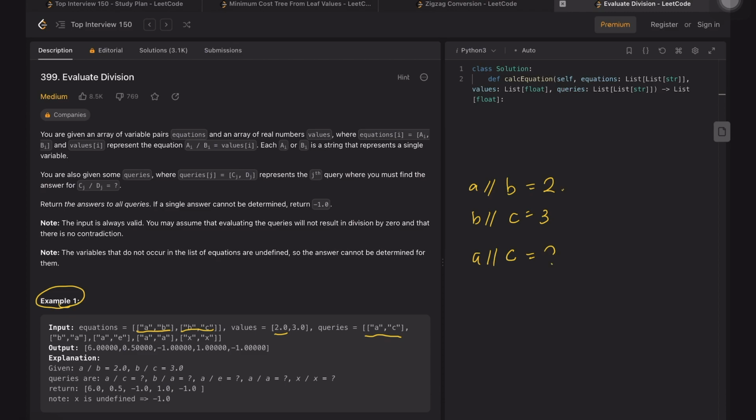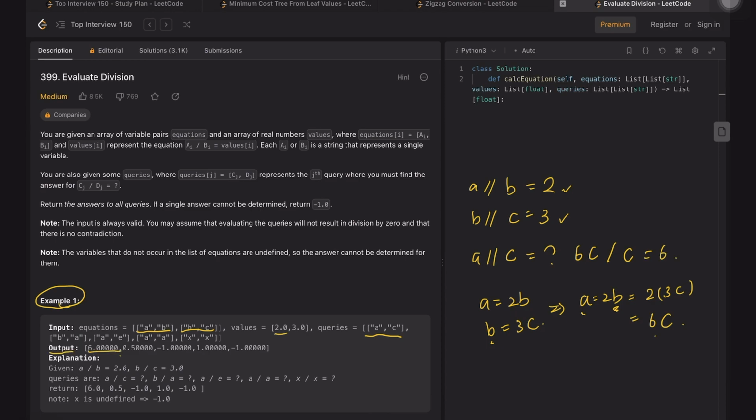So from these two equations, we know that A equals 2B and B equals 3C. So we know that A equals 2B, and we can substitute B with 3C. So it equals 2 times 3C, so that is equal to 6C. So the answer of A divided by C is 6.